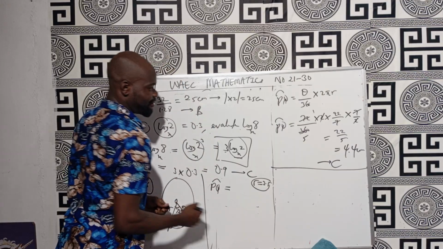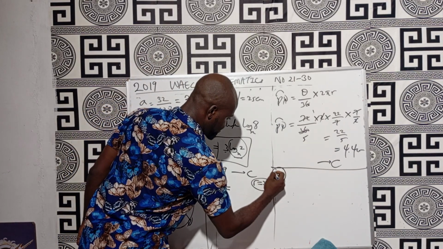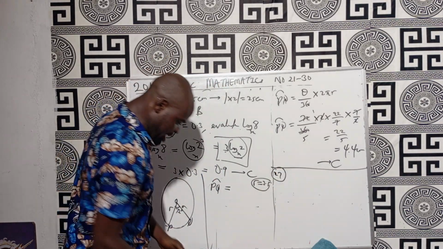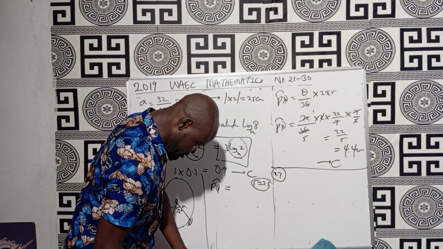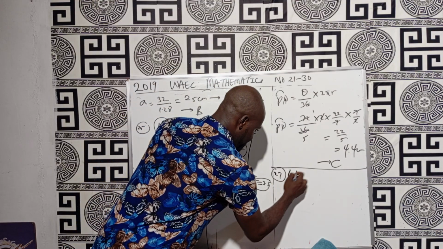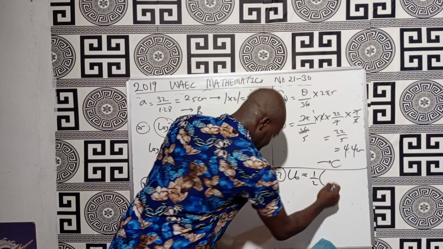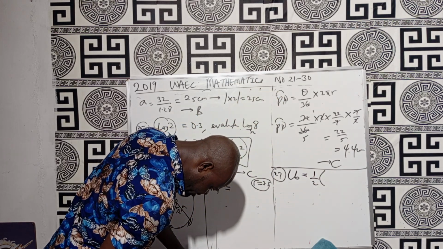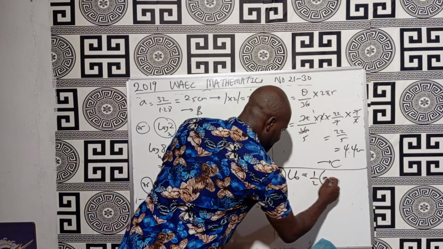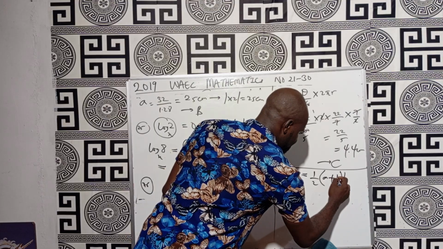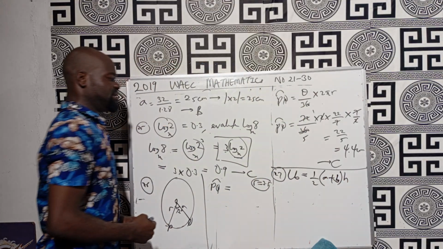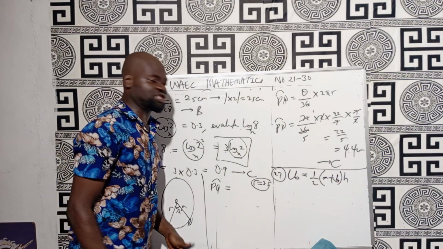Number 27. The question says make B the subject of the relation: L B equals 1 over 2 into bracket A plus B, times H. You have to make B the subject of the relation.